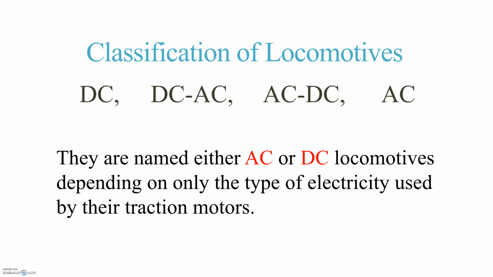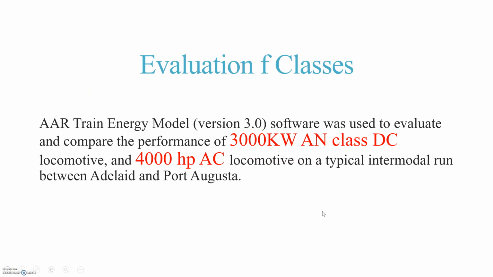Locomotives are named either AC or DC locomotives depending only on the type of electricity used by their traction motors, without any indication of the supply type employed. We now refer to a research that uses AAR train energy model software to evaluate AC locomotive traction performance against DC traction system, considering a 3000 kilowatt DC locomotive and a 4000 HP AC locomotive for simulation and data generation from a TEM software.